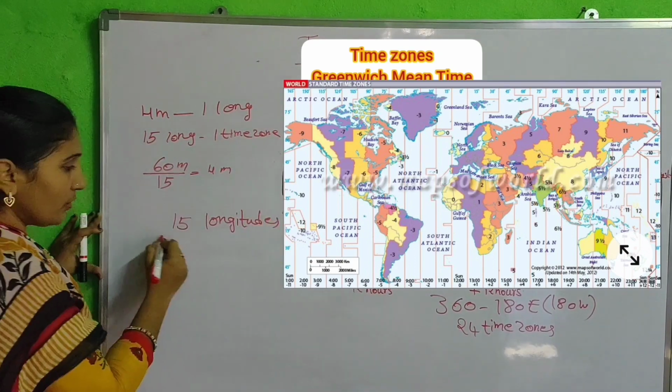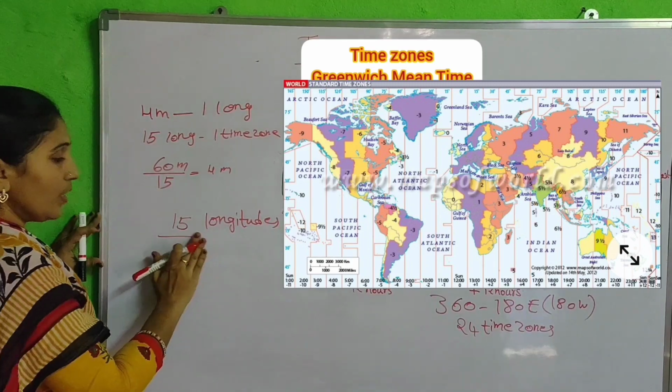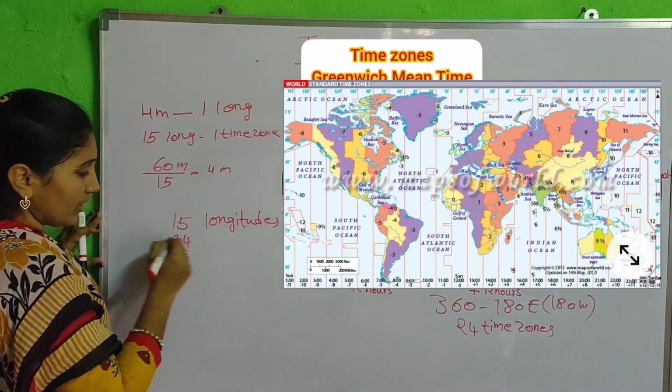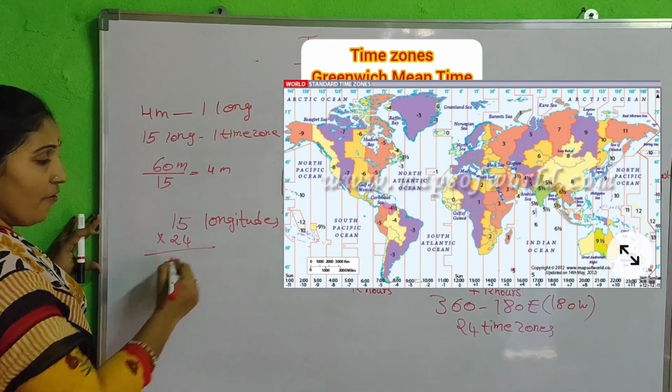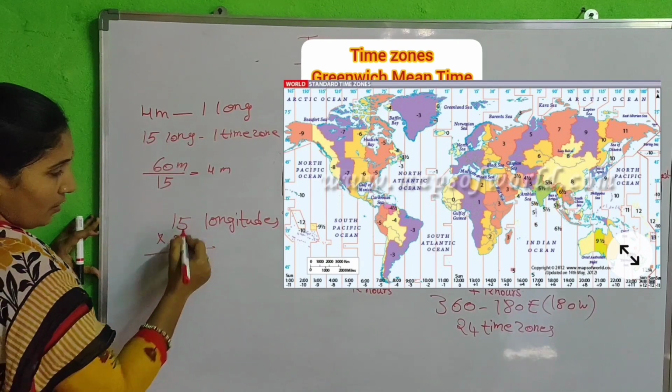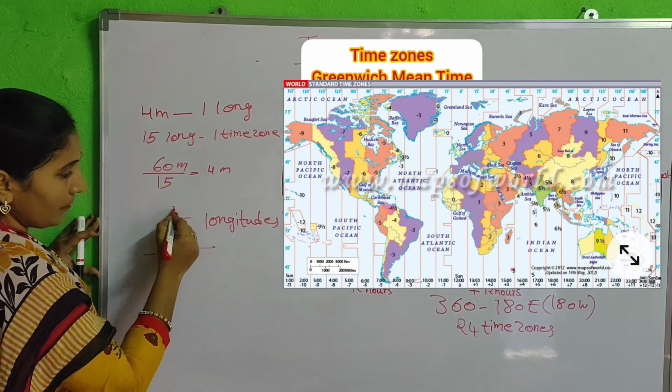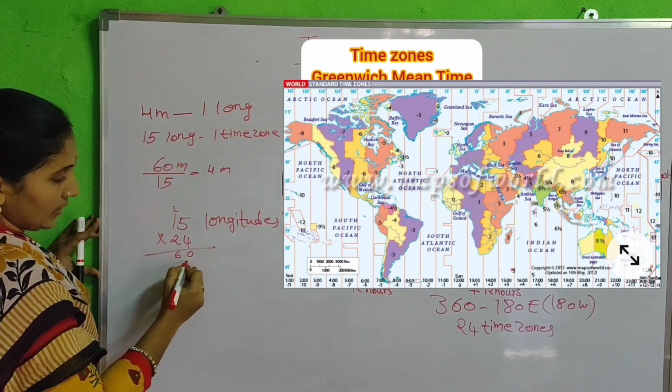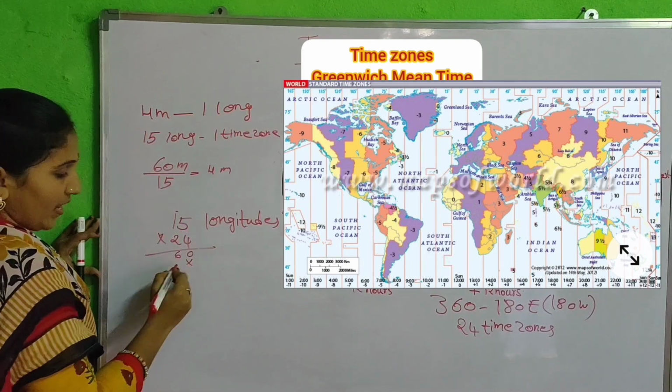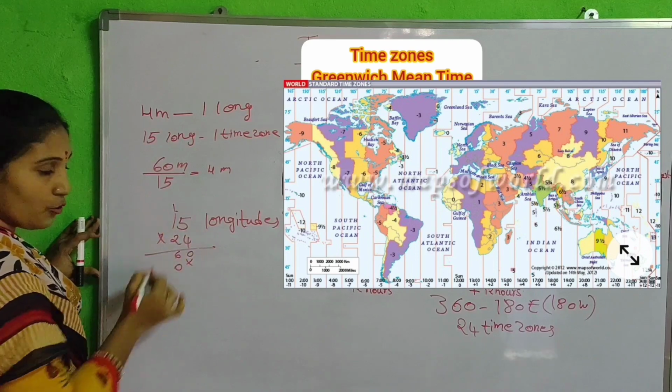And how many time zones are we having? We are having 24 time zones. So here, when we calculate: 4 5s are 20, 4 1s are 4, so 6. 2 5s are 10, 2 1s are 2, plus 1, so 3.